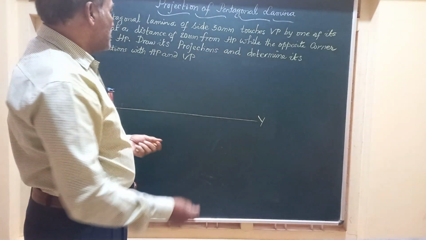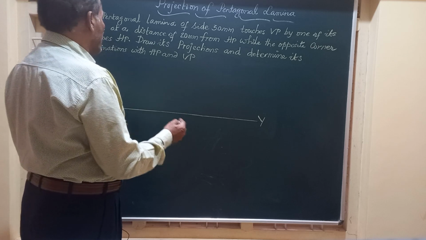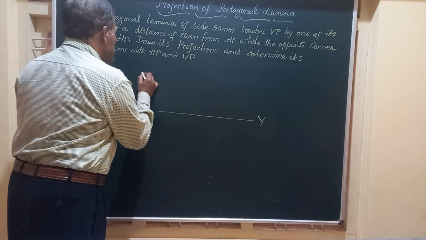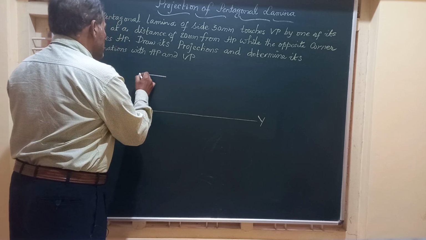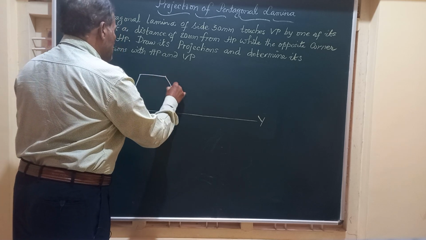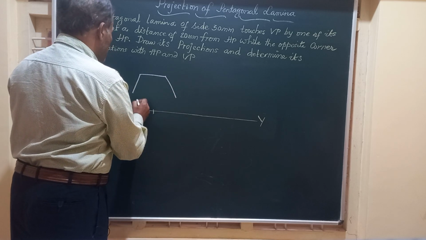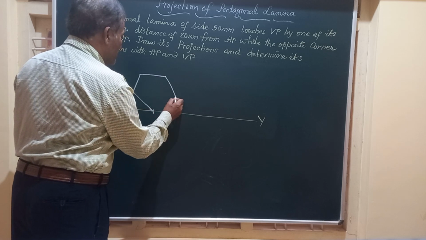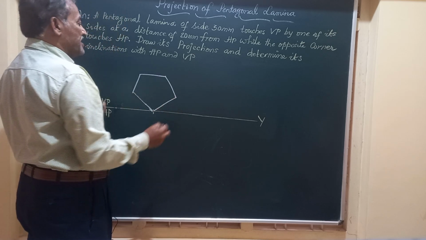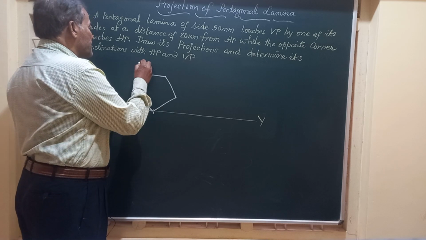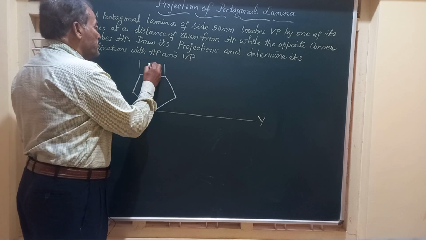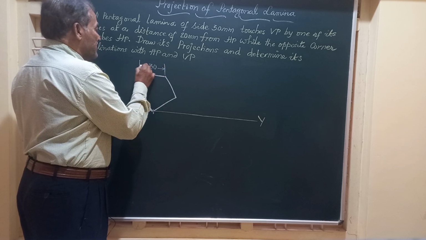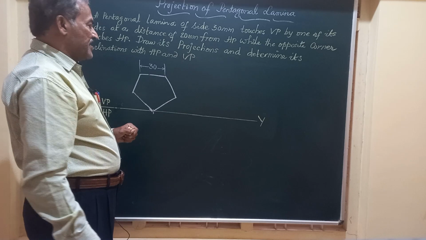Friends, let us start with the projection of the pentagon first. I am going to draw a pentagon to the given size. The size given here is 30, so I will construct a regular pentagon of side equal to 30 with the corner touching xy, because finally it has to be on the xy.